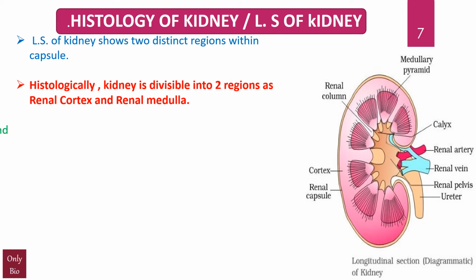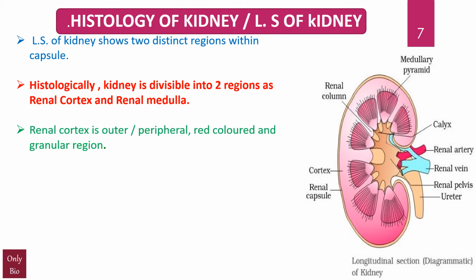Renal cortex is the outer, that is peripheral, red colored and granular region. Now friends, it's important, red colored. It is basically deep red in color, obviously because of the presence of the blood vessels in it. Now why is it granular? Like when we draw, we often draw it as a granular thing.